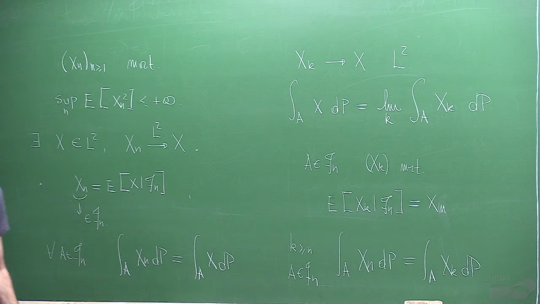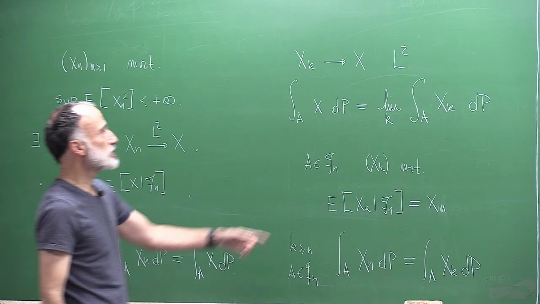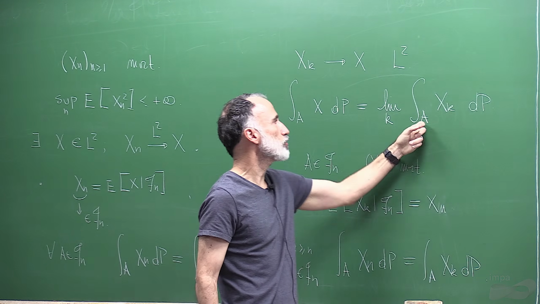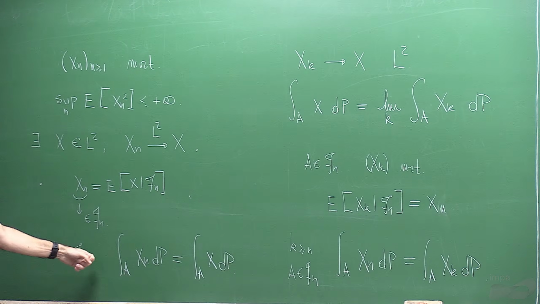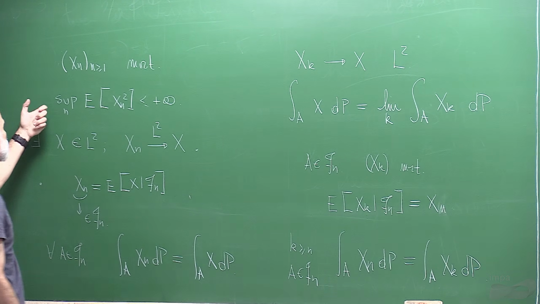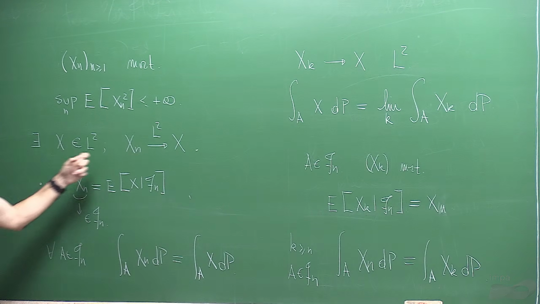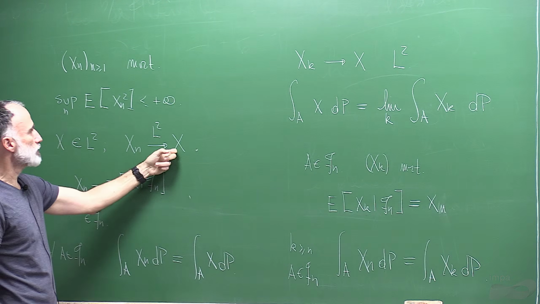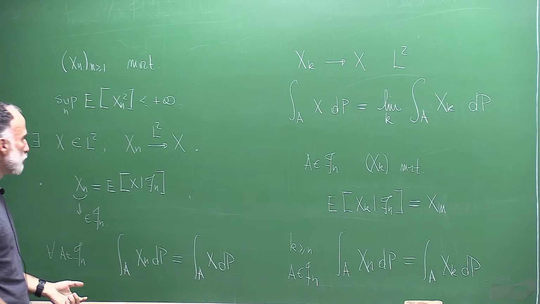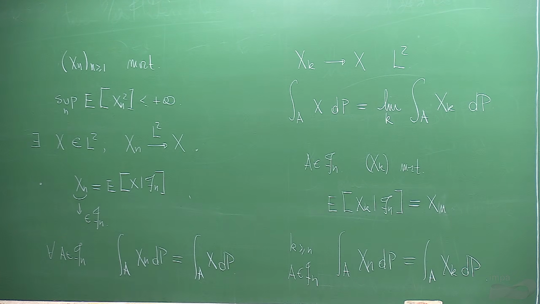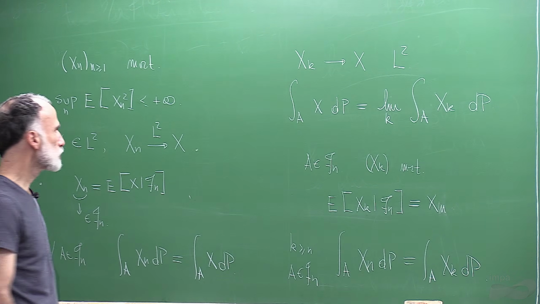Okay, and therefore this sequence is constant for k larger than n. It's equal to the integral of xn over A, and therefore we have our identity. Okay, questions about that? So if we have a martingale which is bounded in this sense in L2, you can find x in L2 for which xn converges to x in L2, and moreover the martingale xn is just the conditional expectation of x.